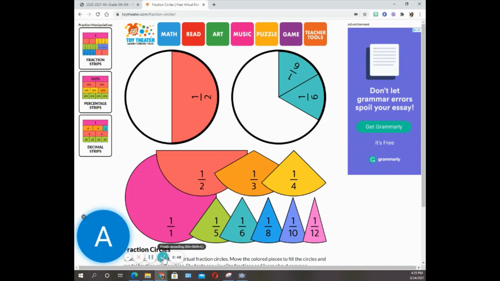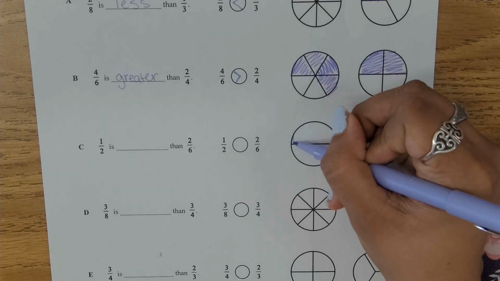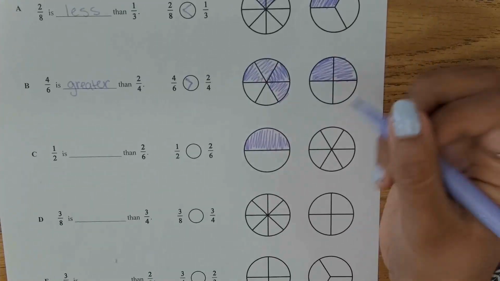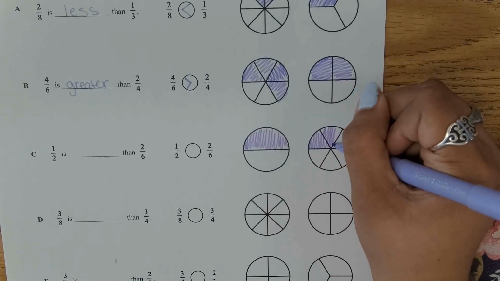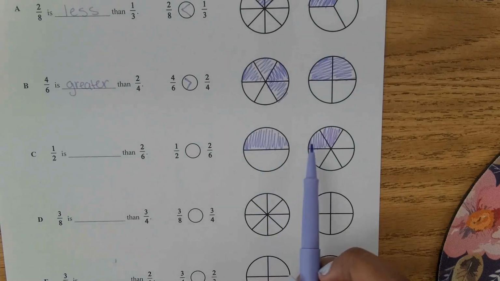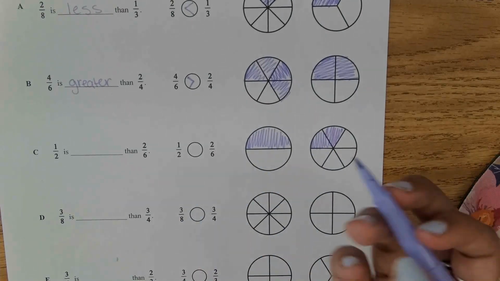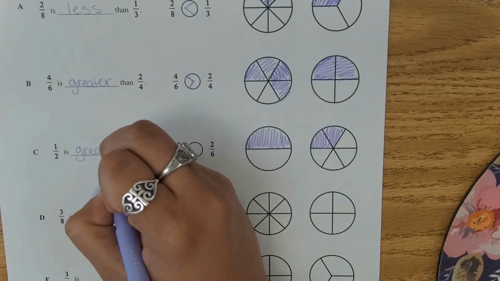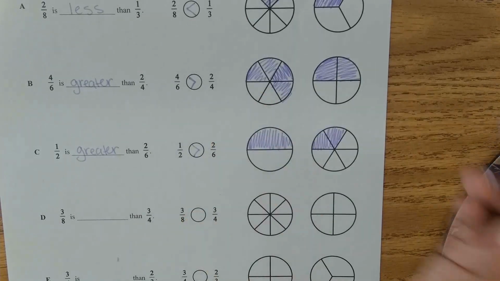So let's go back to the paper. Now that we're back, let's go ahead and continue our coloring. So let's color in 1/2. And now 2/6 over here. I can visually see which is greater, and that is, yep, 1/2. So 1/2 is greater than 2/6, and I'm going to write my greater than symbol.